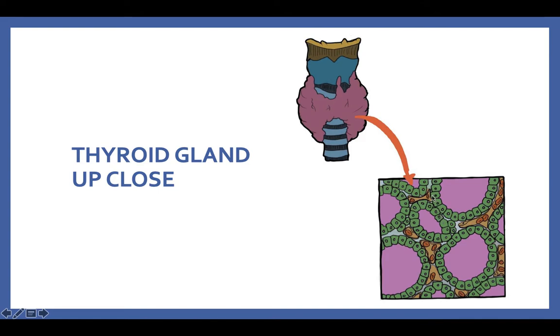So now, just to explain in more detail, the side of the follicular cells which faces the colloid, the follicular lumen basically, is known as the apical side of the cell. And the side that faces the blood would be known as the basolateral side, and this would be important in order to understand the hormone production.